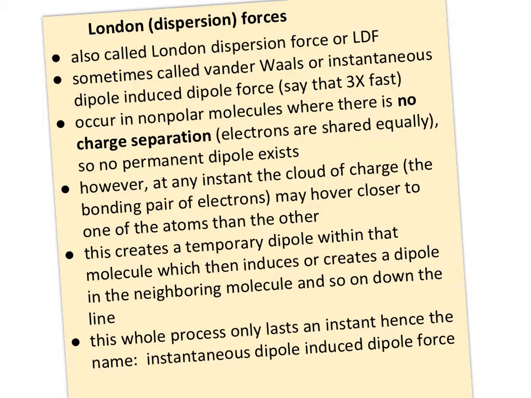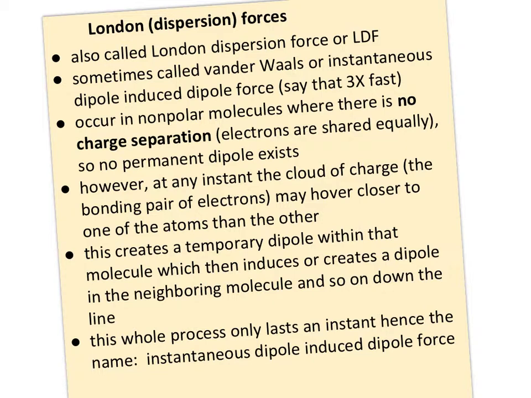Well, first of all, it occurs in nonpolar molecules where there is no charge separation. The electrons are shared equally, so they don't hang out more at one atom than the other as a general rule. So there's no positive end and negative end, or no permanent dipole. However, at any instant, the cloud of charge, that's the bonding pair of electrons, think of it like a cloud of gnats, may be hovering closer to one of the atoms than the other. When that happens, it creates a temporary dipole within that molecule, which then sets off this domino effect.